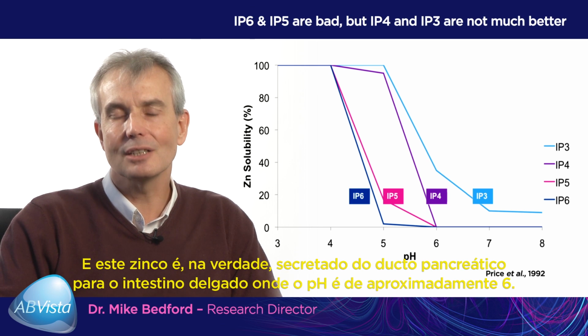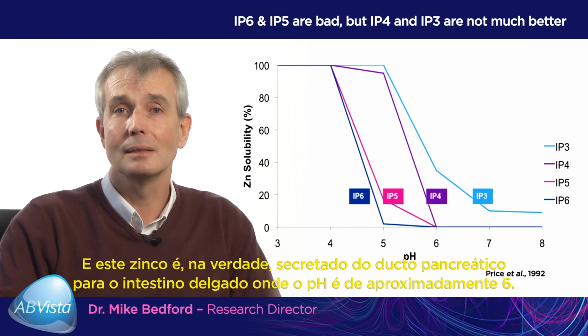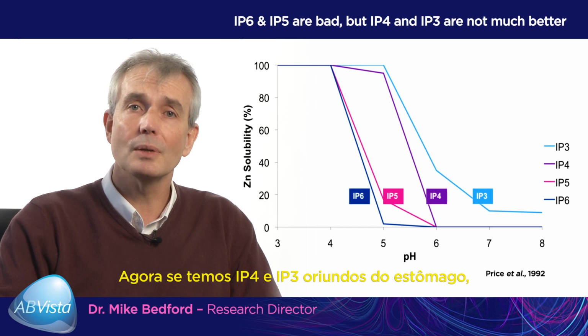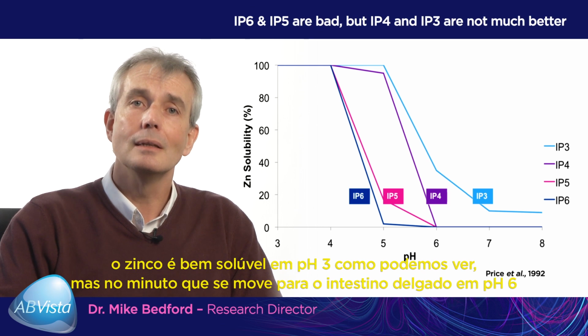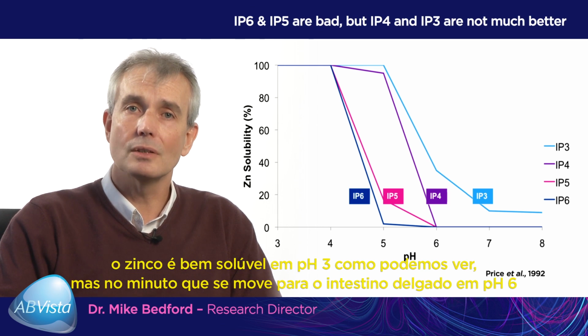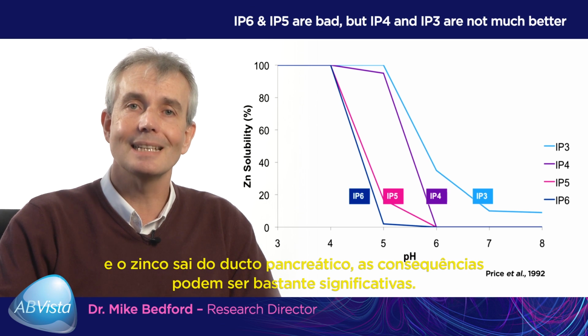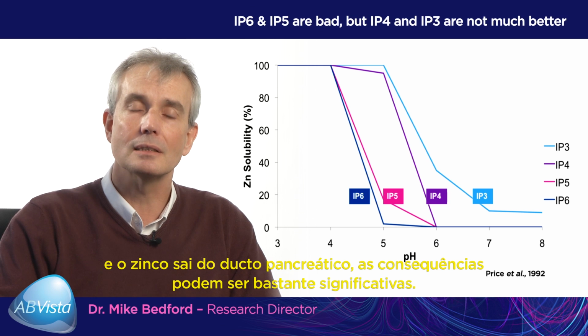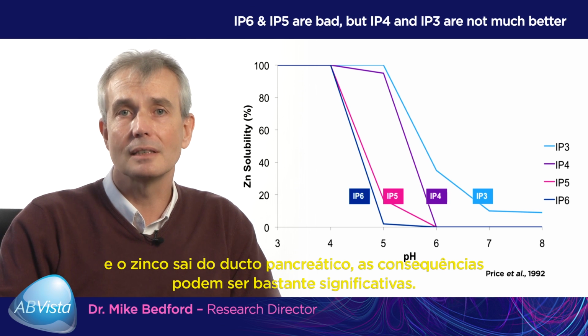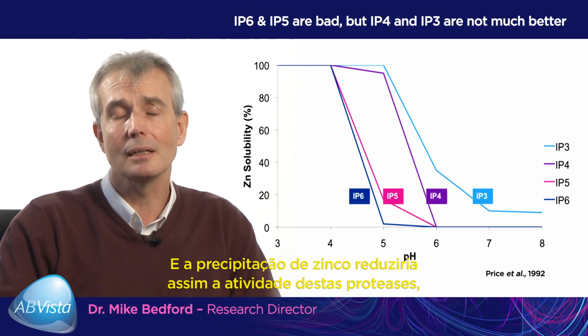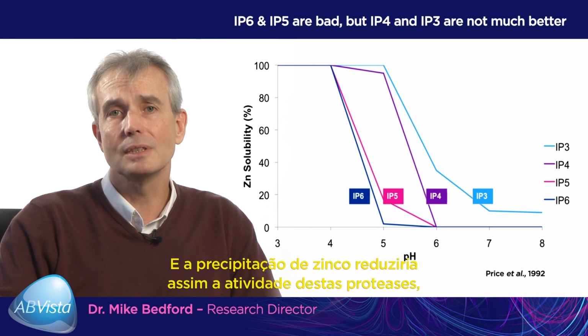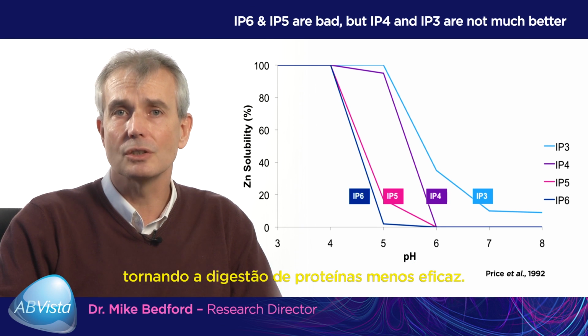And this zinc is actually secreted out of the pancreatic duct into the small intestine, where the pH is roughly 6. Now, if we have IP4 and IP3 coming out of the stomach, it's quite soluble at IP3, as you can see, but the minute it moves into the small intestine at pH 6 and the zinc appears out of the pancreatic duct, the consequences could be quite significant. And precipitation of the zinc would thereby reduce the activity of these proteases, making protein digestion less efficient.